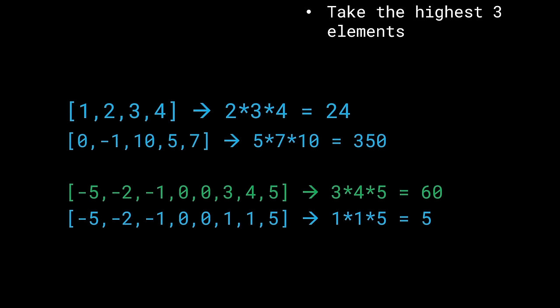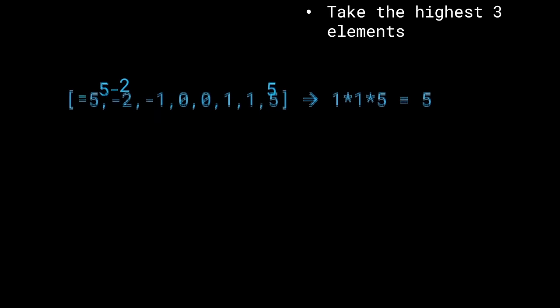And in this case, the test case is -5, -2, -1, 0, 0, 1, 1, 5. Again, the array is sorted just for the sake of convenience, which is something we'll also do in the code part. But if we multiply 1, 1, and 5 together, which are the highest three elements, we get the answer as 5. But this is incorrect. And this is because there's something else going on.